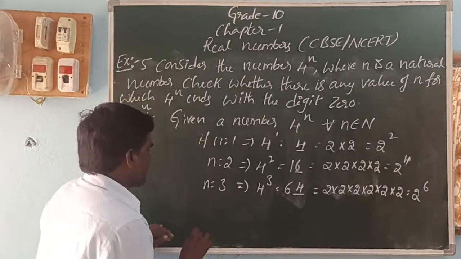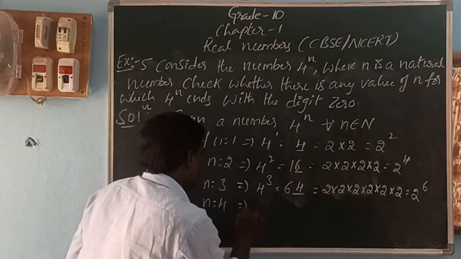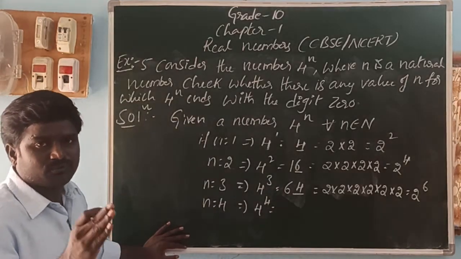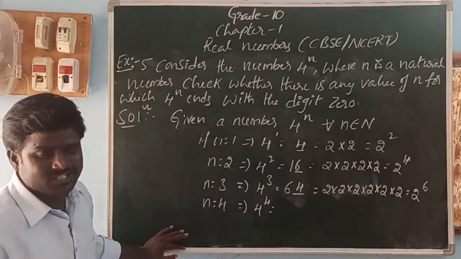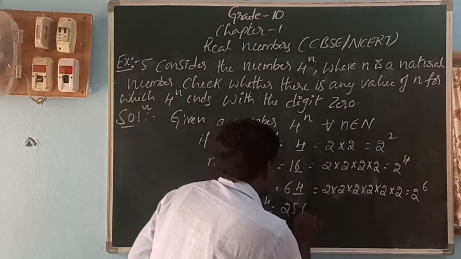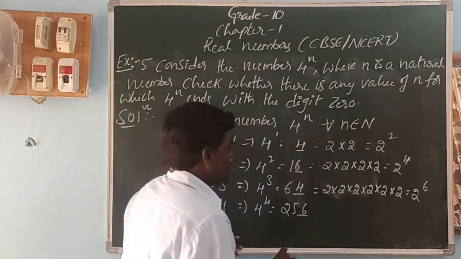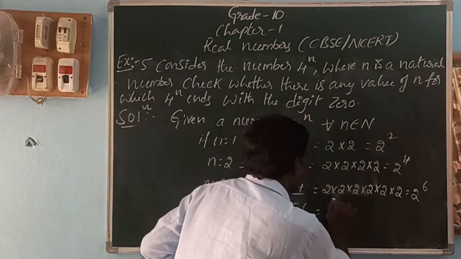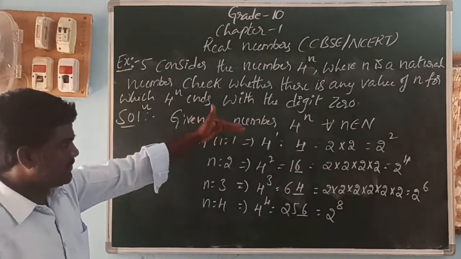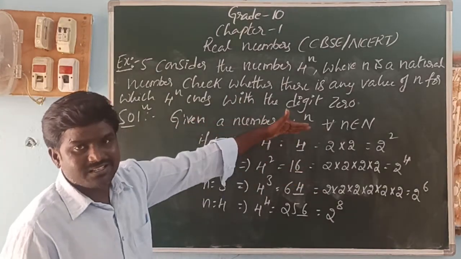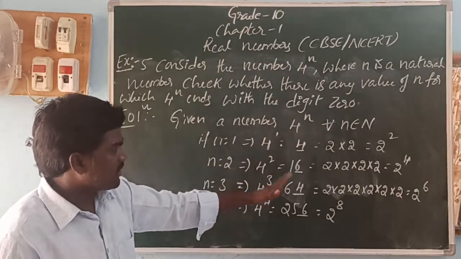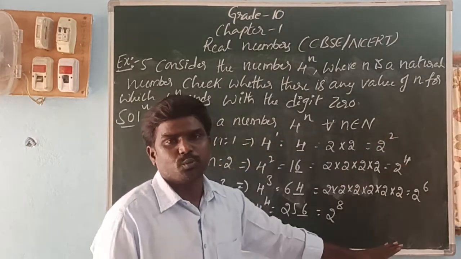Okay. So next n is equal to 4. 4 power 4 means 4 into 4 into 4 into 4. 4 fours are 16, 16 fours are 64, 64 fours are 256. So it ends with the digit 6. So its prime factorization is how much? 2 power 8. Okay, the number 4 power n ends with the digit 4 or 6. It does not end with the digit 0. So if a number ends with the digit 4 or 6, its prime factorization has only 2.